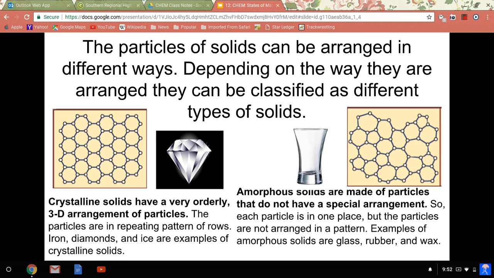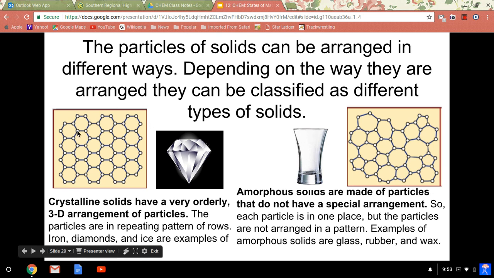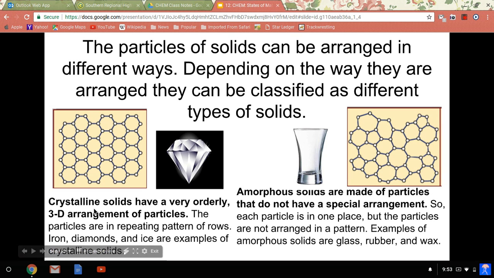The particles of a solid can be arranged in different ways. Depending on the type of arrangement, there's different types of solids. So this first one over here, we have crystalline solids. This is our first type of solid that we're talking about. This has the very orderly 3D repeating pattern. So here we have a diamond, and a diamond is an example of a crystalline solid, which has the repeating pattern of carbon atoms that are all linked together, and the pattern repeats itself. Some other examples are ice and iron.